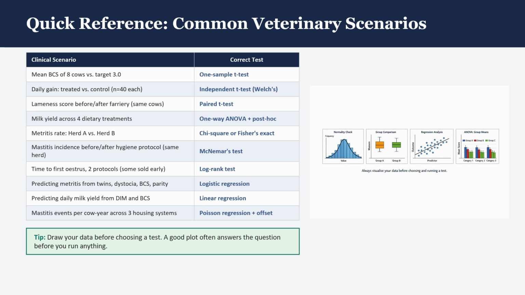The tip at the bottom is genuinely the most important advice on the slide. Draw your data first. A histogram before a t-test, a scatter plot before a regression, a box plot to check outliers and spread. A good plot frequently tells you which test is appropriate before you've done a single calculation, and it often reveals problems that statistical tests alone would miss.